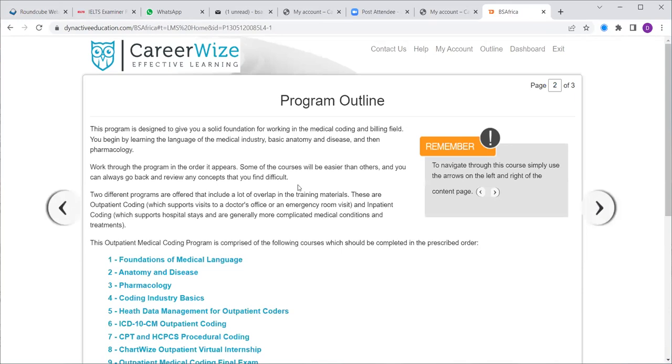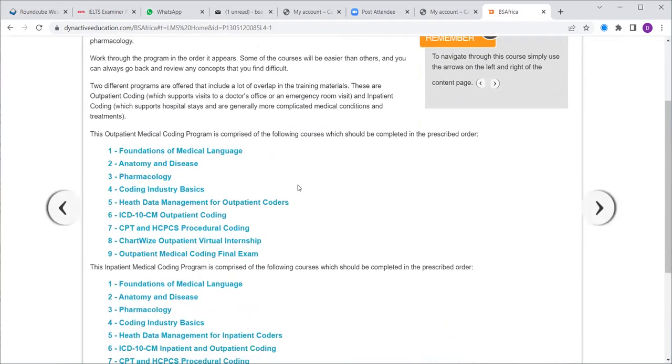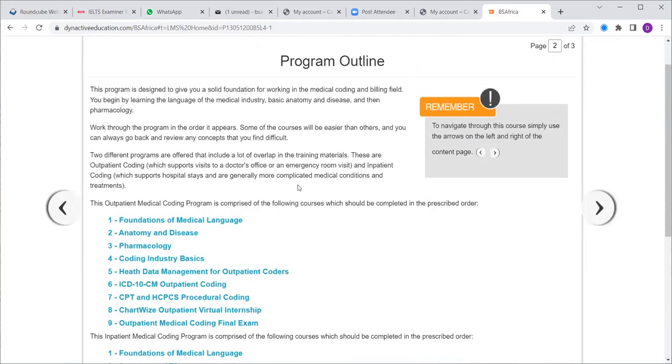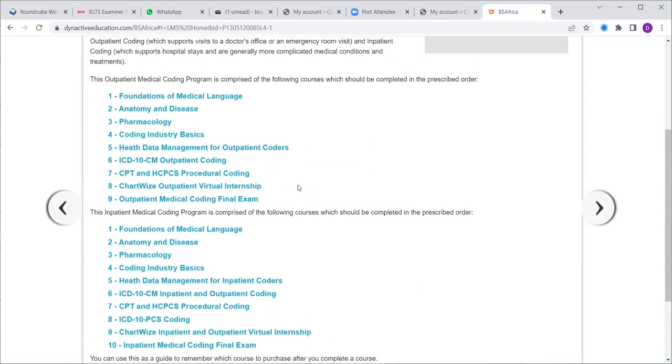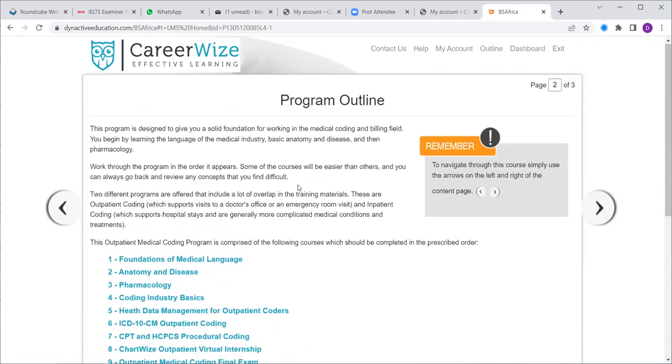Now, on the next page is the program outline. Can you see the program outline? Yes, I can. All right.